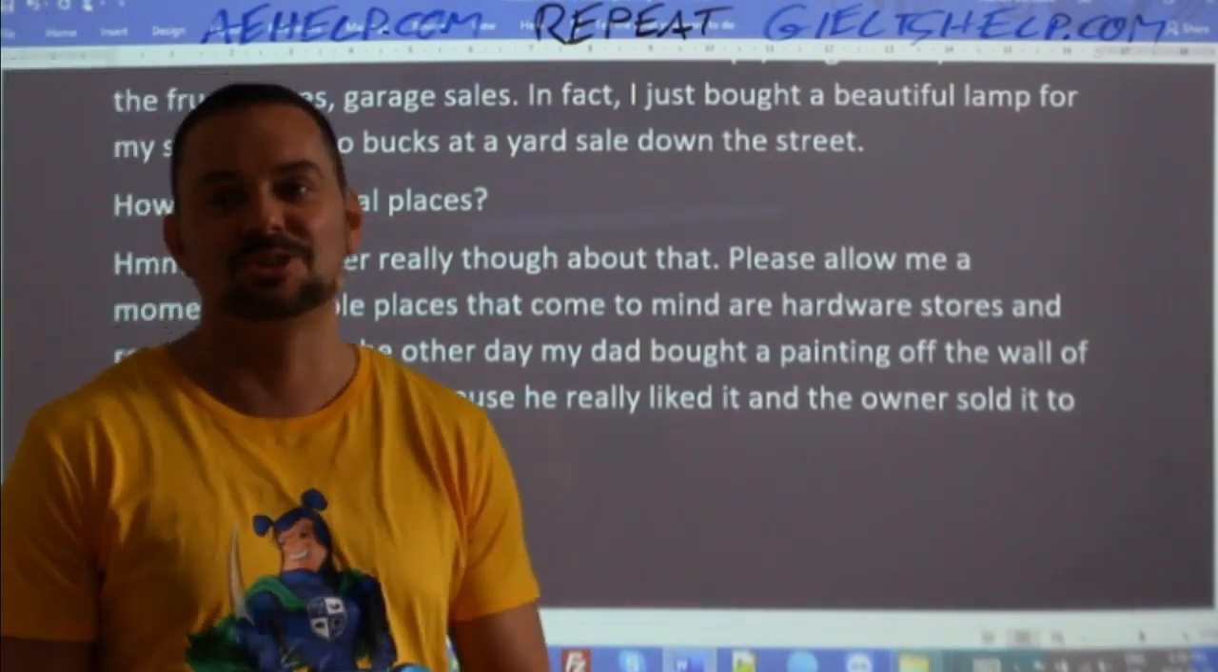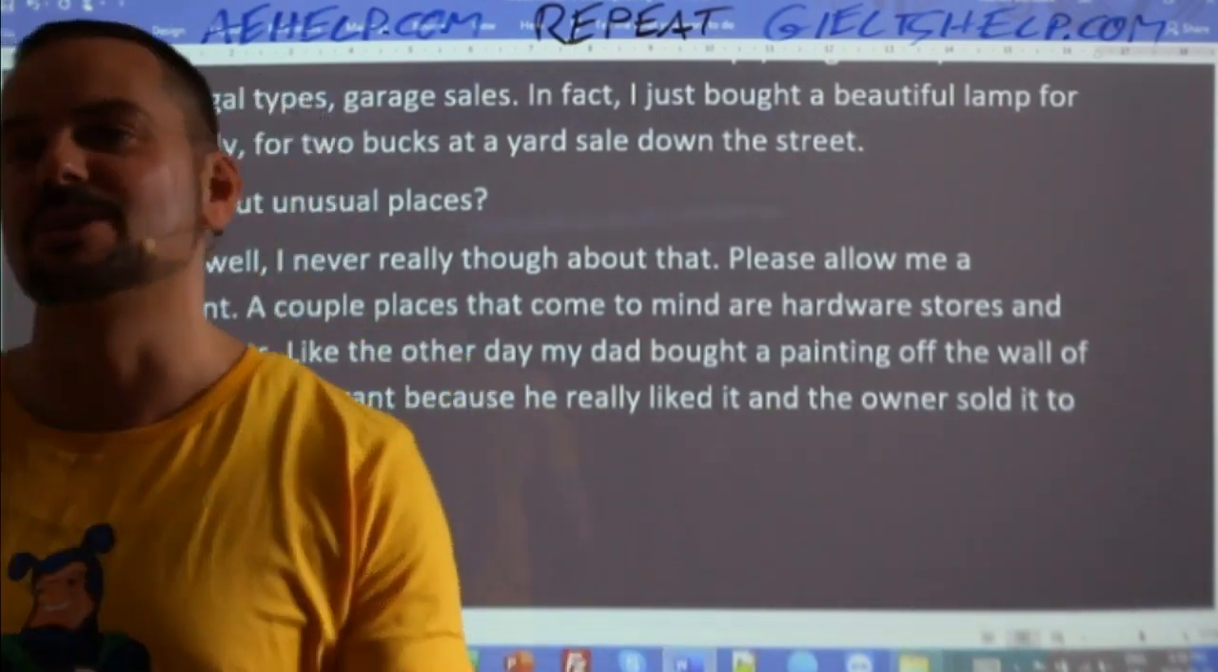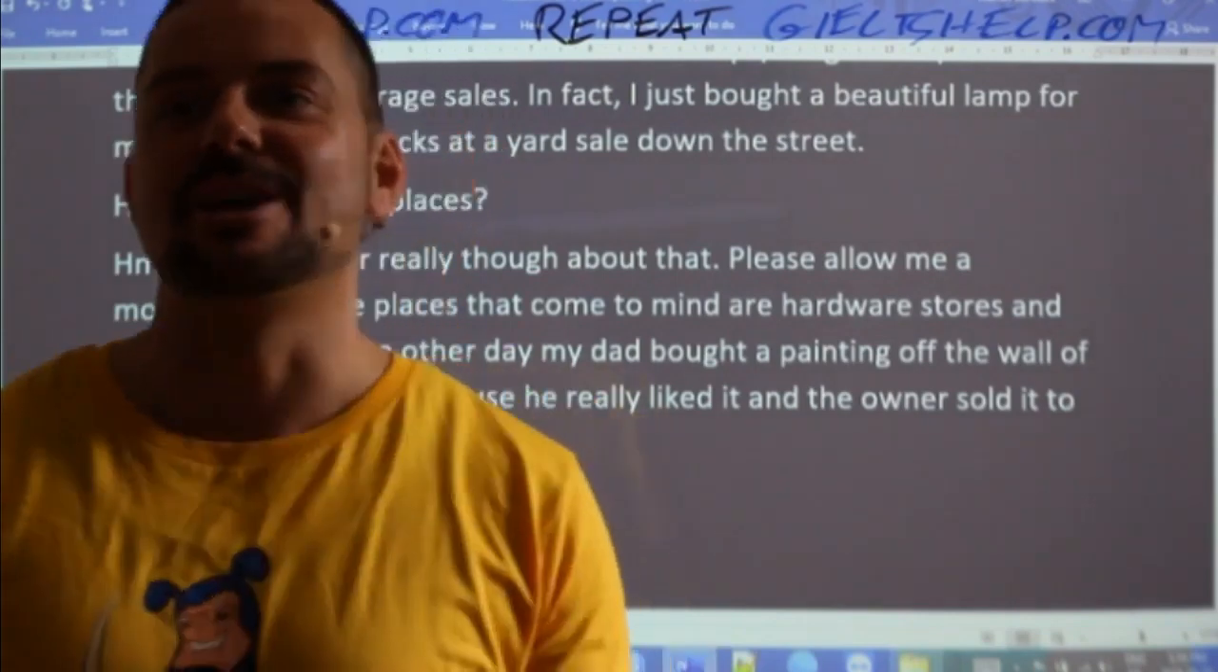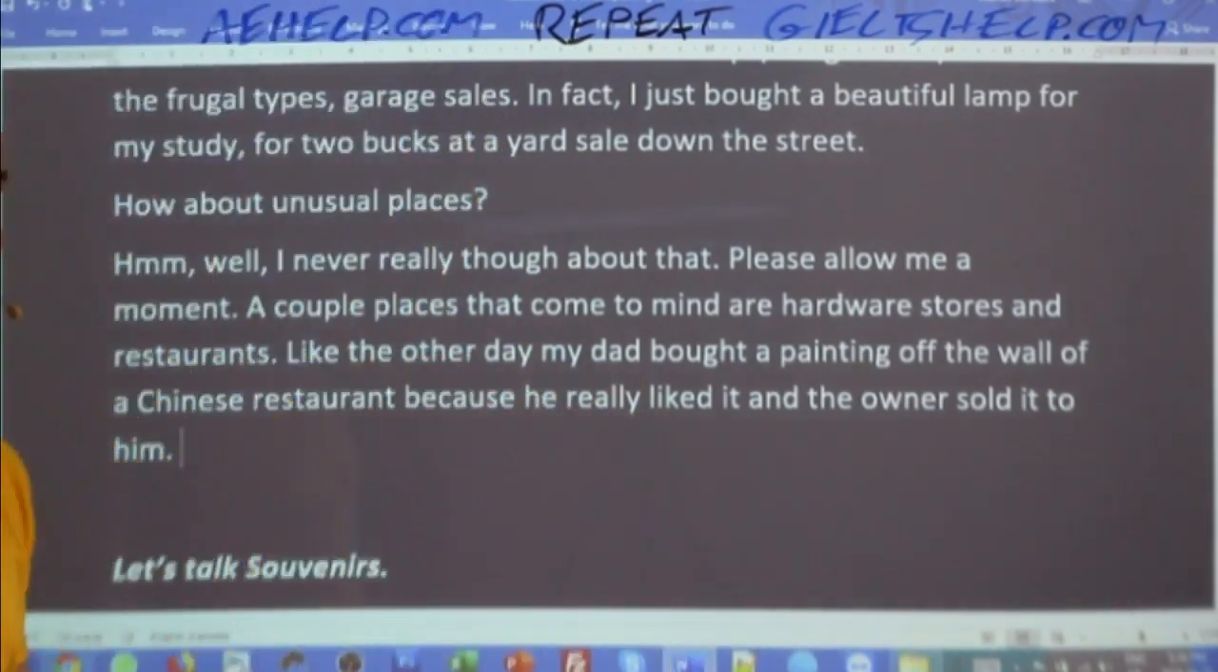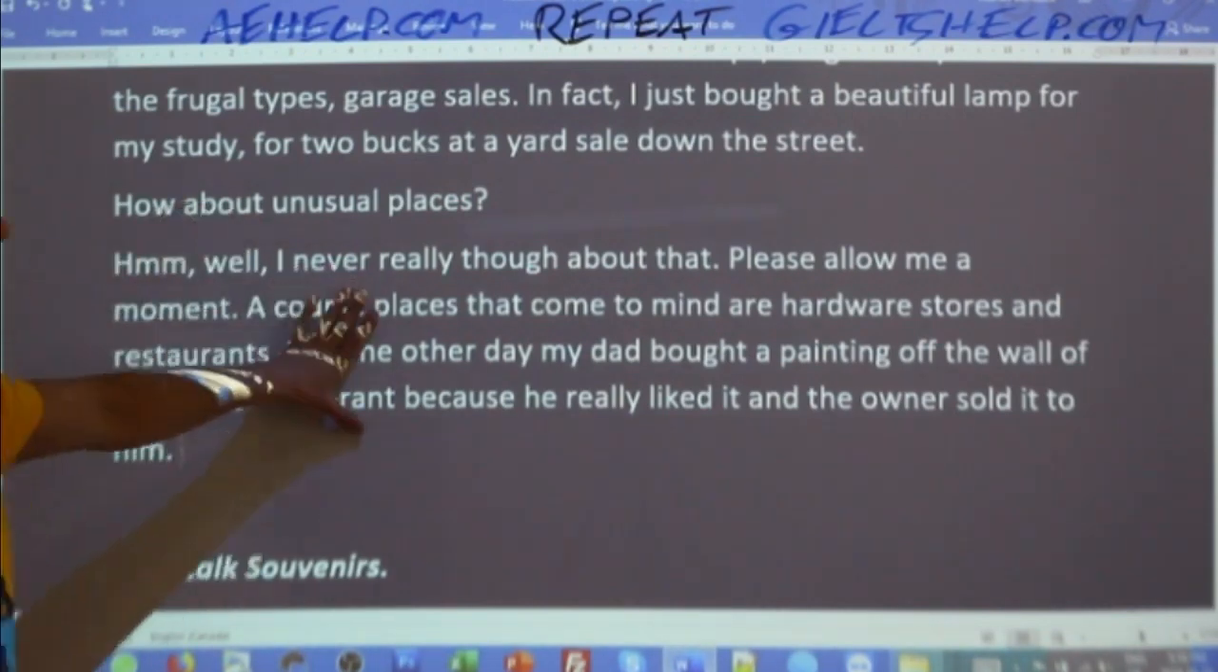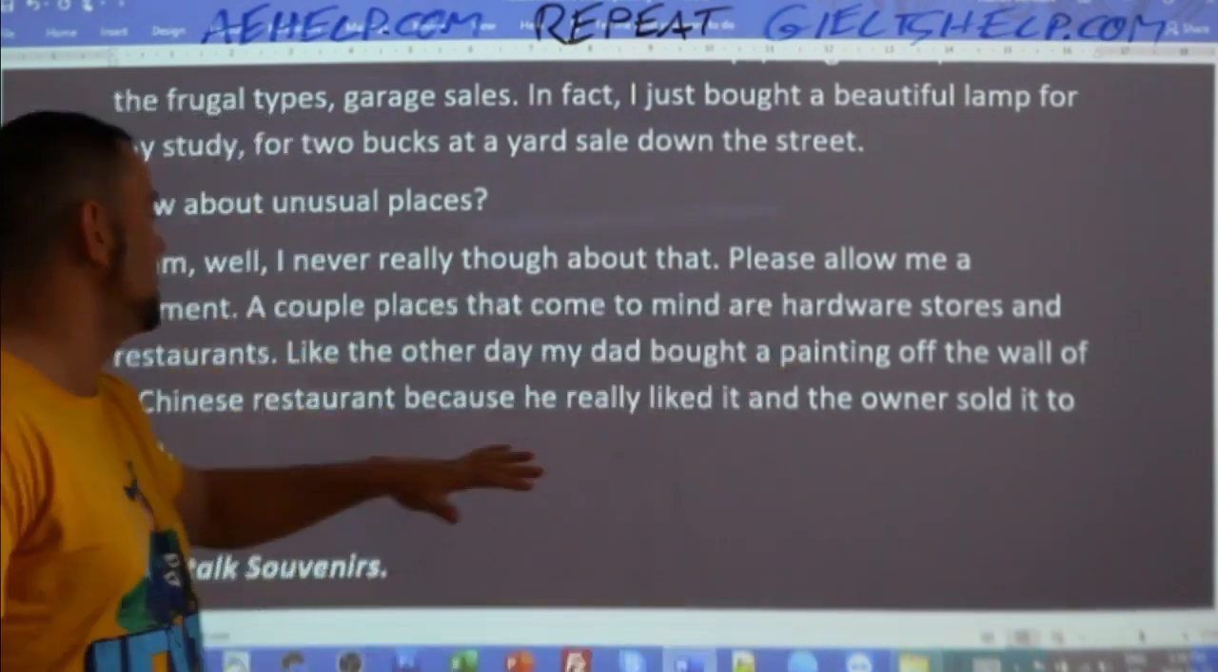Subway stations. Amrit, a grocery store. Okay, now you're thinking, right? Practice thinking out of the box. So repeat after me. How about unusual places? Well, I never really thought about that. Please allow me a moment.